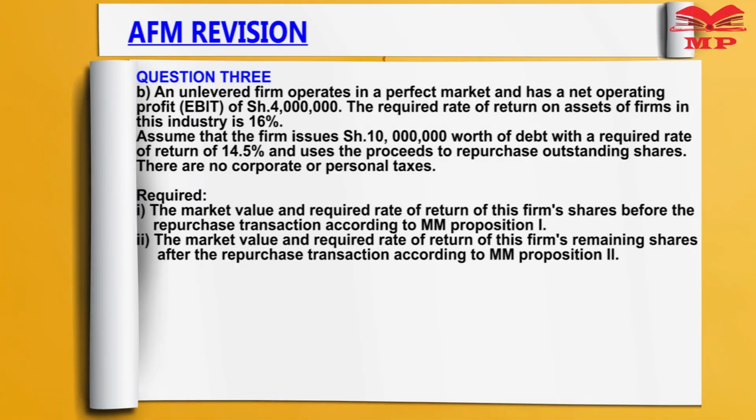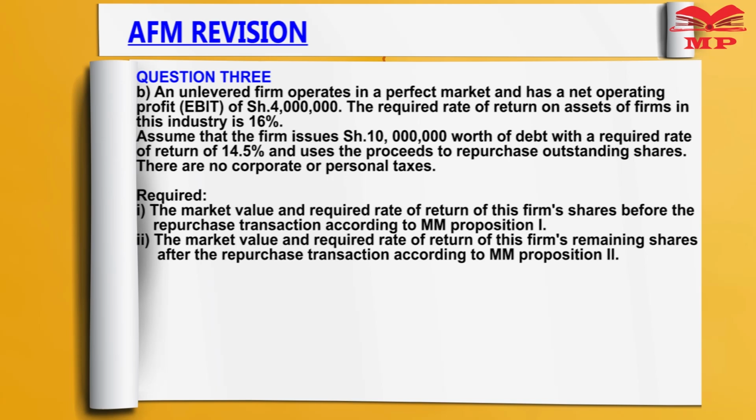Part B of the question. Part B reads: an unlevered firm operates in a perfect market and has a net operating profit of 4 million shillings. The required rate of return on assets of this firm, in this industry, is 16%. Assume that the firm issues 10 million shillings worth of debt with a required rate of return of 14.5% and uses the proceeds to repurchase outstanding shares.